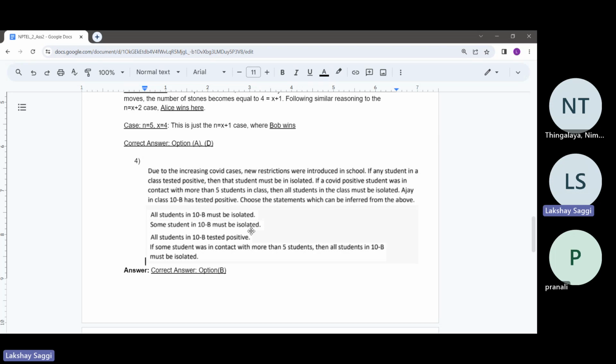So here it's trying to say some student in 10B must be isolated. So what does some student mean? So at least one student should exist. Here also, it is saying if some student, but here also that some student can be any student. But from the given abstract, we know for sure that in option B, the some student can be that student Ajay itself. But for option D, we don't know from the abstract that that student must be Ajay.